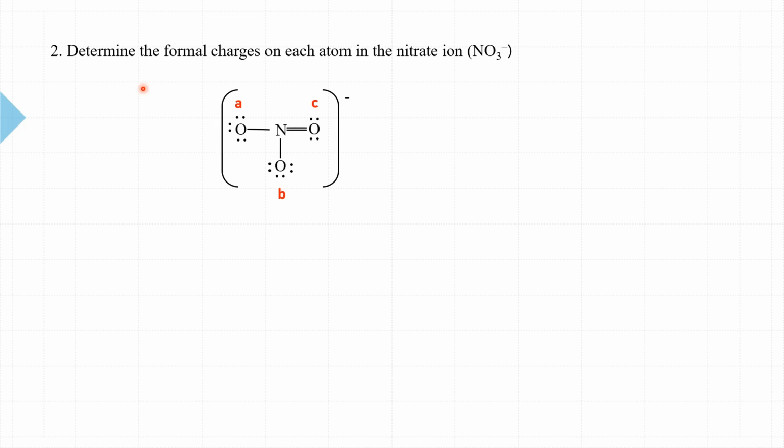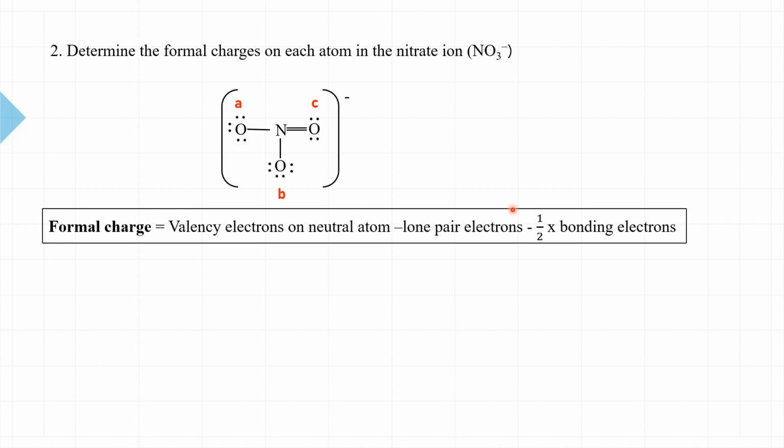This is the Lewis structure of nitrate. NO3 charge is 1 minus. So let's label the oxygens A, B, C. The same formula: valence electrons minus lone pairs minus half times bonding electrons. First, let's calculate the formal charge on A oxygen. 6 minus 6, minus half times single bond, 2 electrons. The charge on the A oxygen is negative 1.